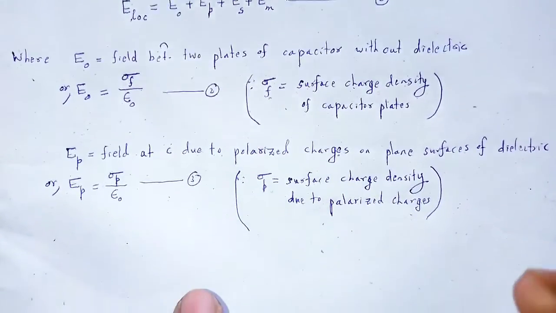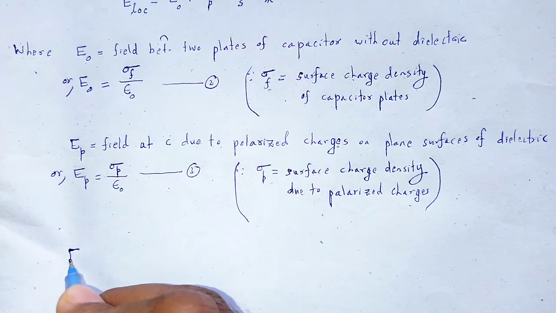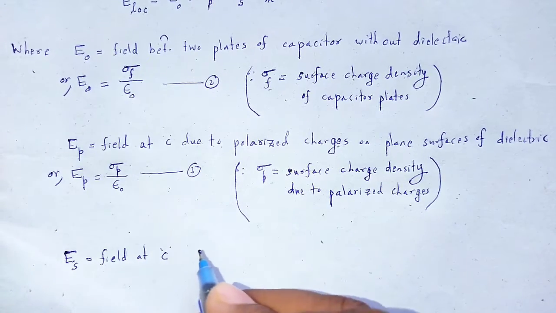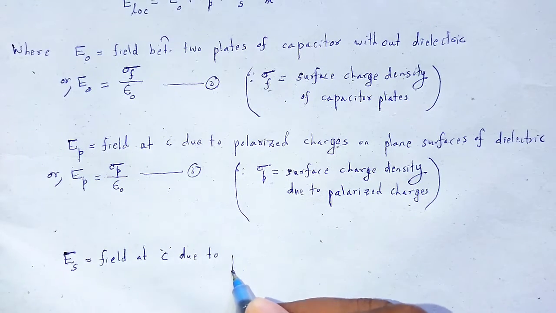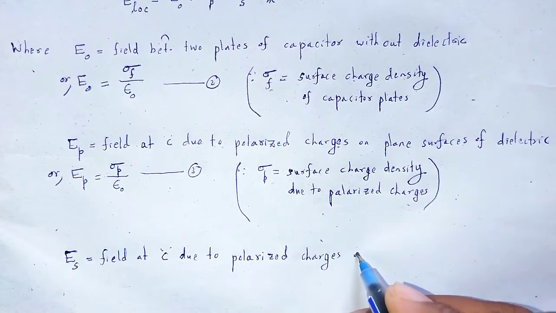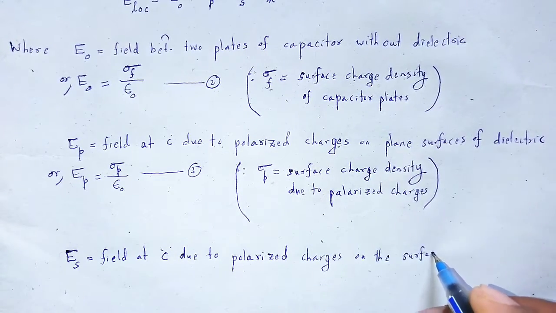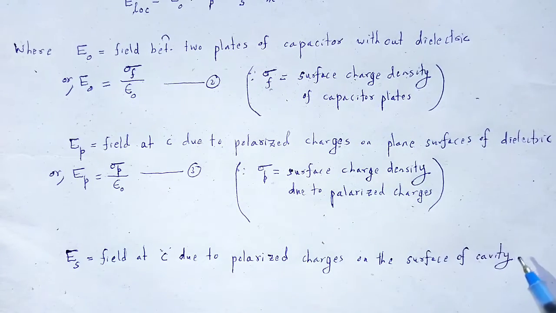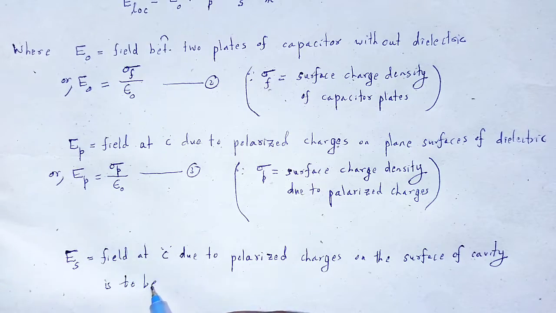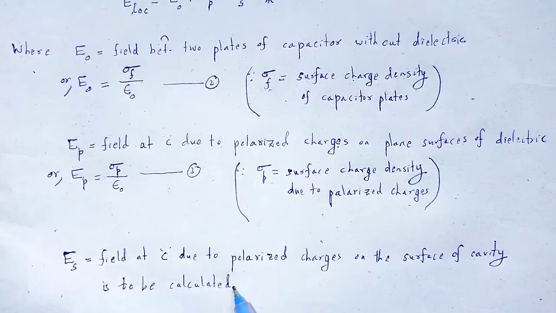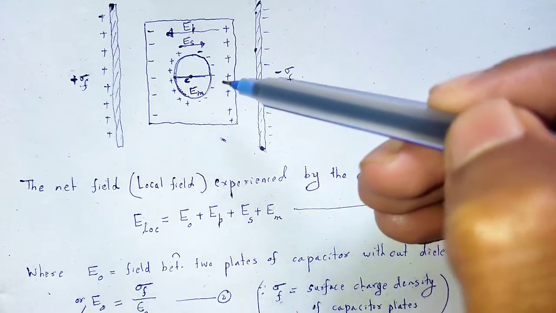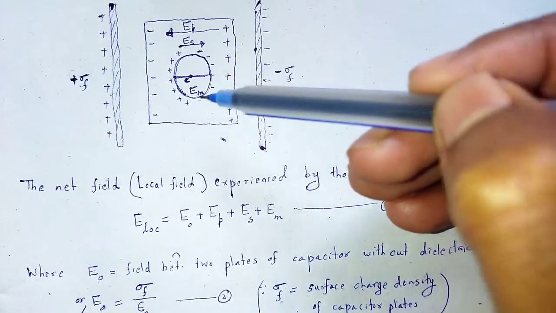Next ES, that is the field at C, and that field is created due to polarized charges on the surface of cavity, and that value of ES is to be calculated. We have to calculate what is the value of ES, the field at C due to polarized charges on the surface of that cavity.